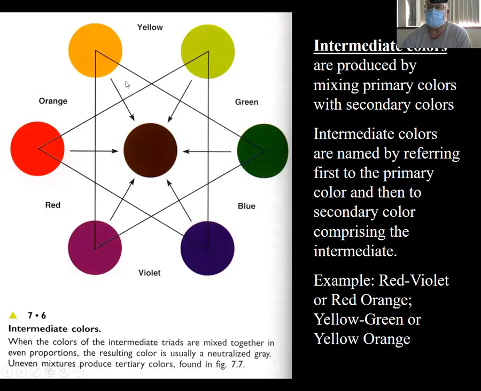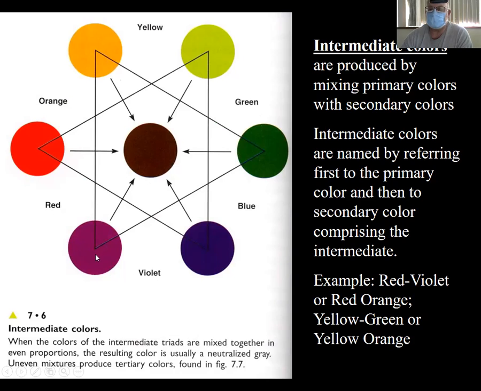And the intermediate colors are the colors you can get by adding a primary color and a secondary color together. So yellow plus orange gives you yellow-orange up here. Red plus orange gives you a red-orange, which is right over here, and so forth all the way around. When we name an intermediate color, we take the name of the primary color first and the secondary color second, and that becomes its name.